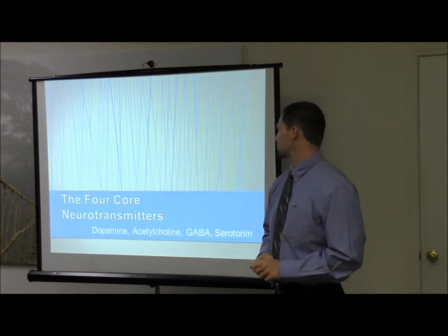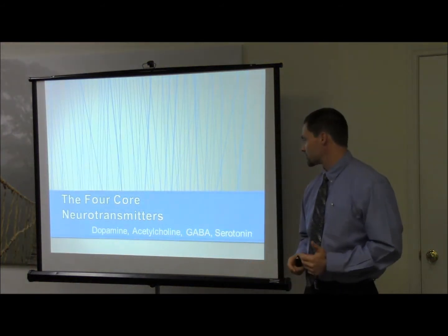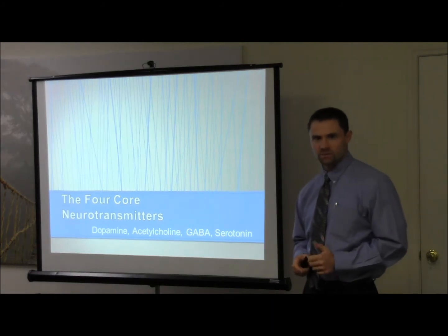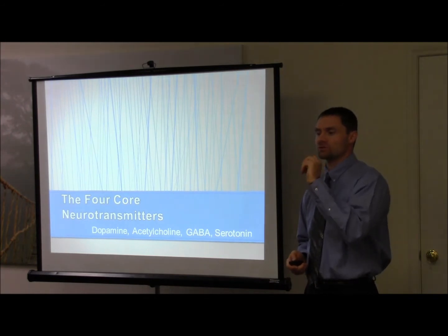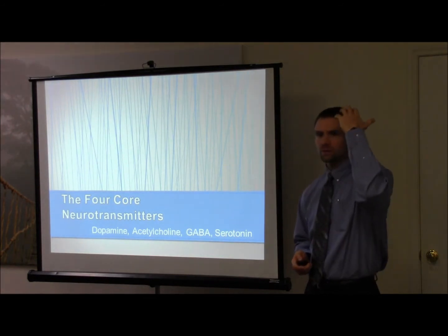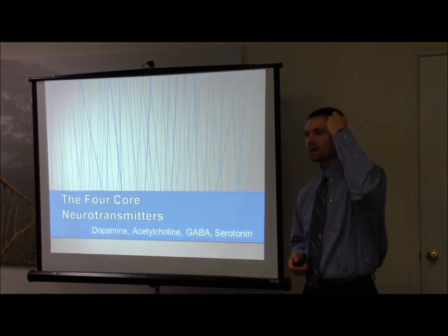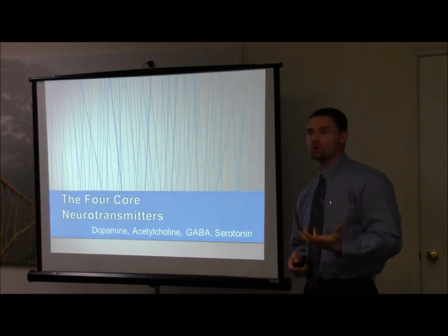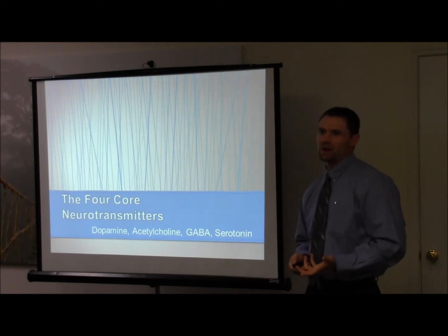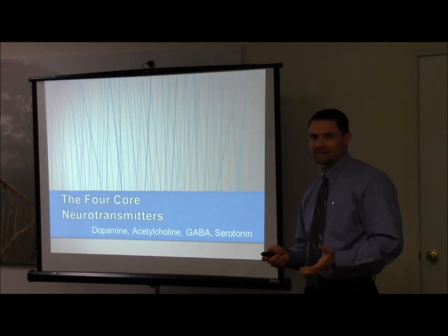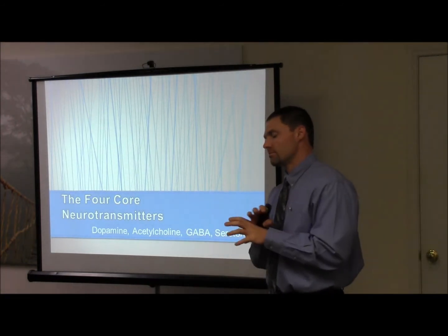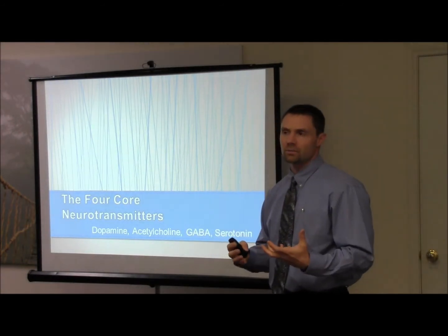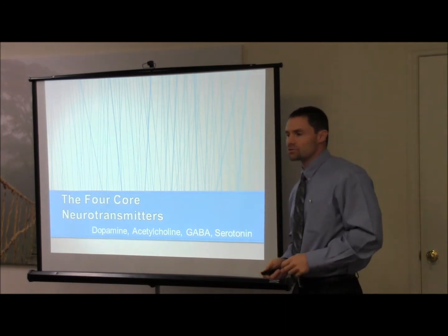Now again, just touching on these four core neurotransmitters here: dopamine, acetylcholine, GABA, and serotonin. We used to think about dopamine as being associated mostly with the frontal lobe, acetylcholine mostly with the parietal lobes, GABA more temporal, and serotonin more occipital lobe based. Well, we really know now that it's not that nice and clean cut. These pathways actually have projections that stem into other areas of the brain. They're not just isolated to those regions.